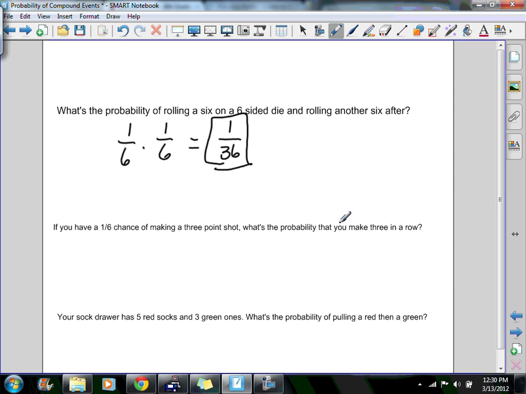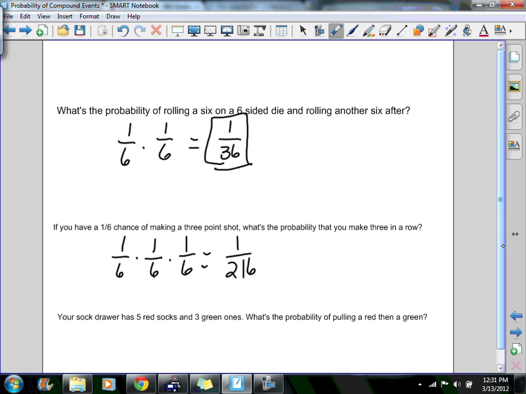If you have a 1 out of 6 chance of making a 3-pointer, that's going to be 1 out of 6 times 1 out of 6 times 1 out of 6. So the probability of making 3 in a row would be 1 out of 216, or a very, very small percent, about 0.5%.